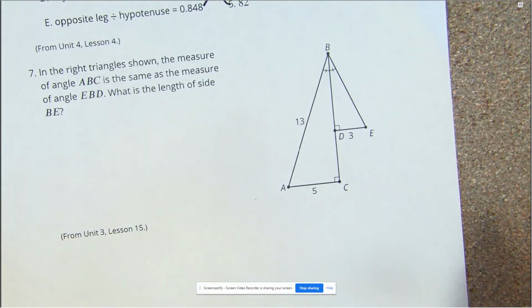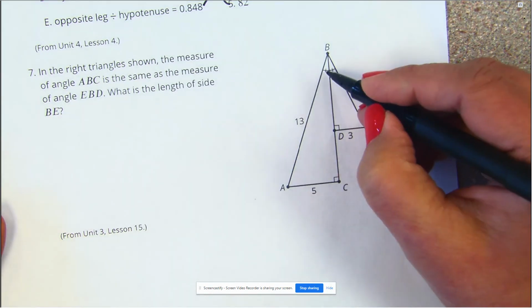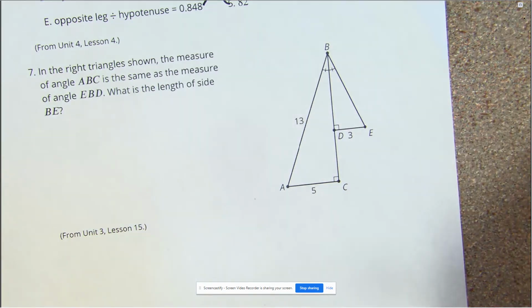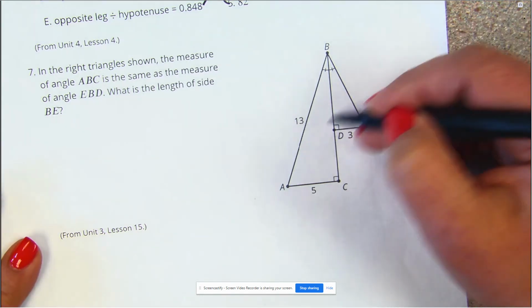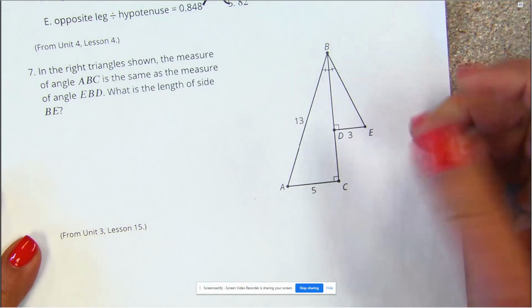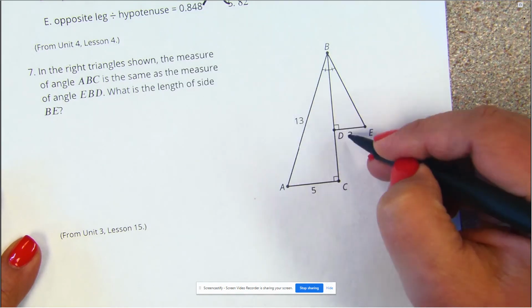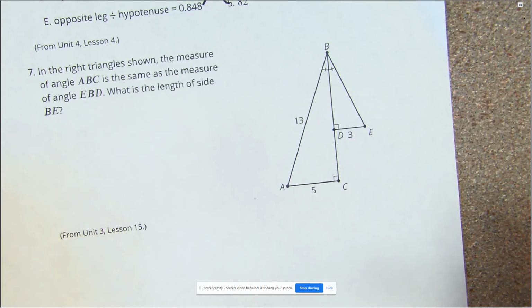Last one. In the right triangle shown, the measure of angle ABC is the same as the measure of EBD. So they marked those for me. What is the length of side BE? Well, these two, right? These triangles are similar. So this proportion should be the same as this proportion. We could set up a proportion, right?